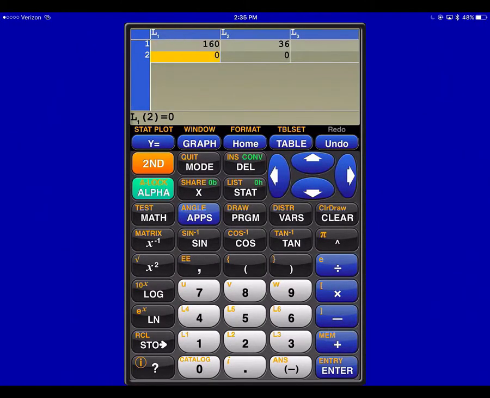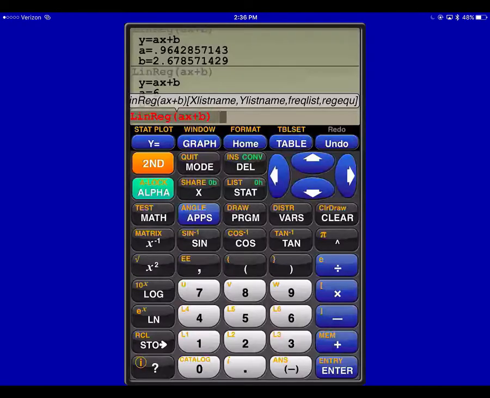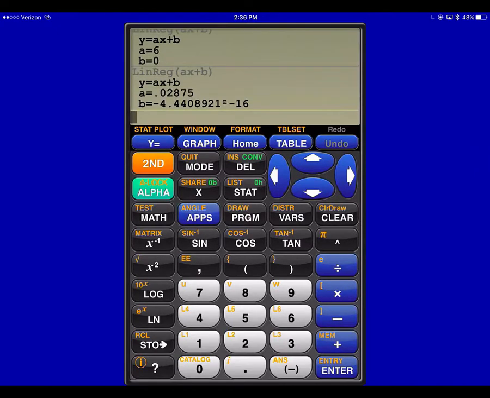So 160 and 4.6, and then I still have the 0, 0. Doesn't matter if it's on top or on the bottom, as long as you are consistent in putting 0, 0 together and 160, 4.6 together. So stat calc 4, and anytime you see something like this with an e value, e to the negative 16, that means 0, okay?